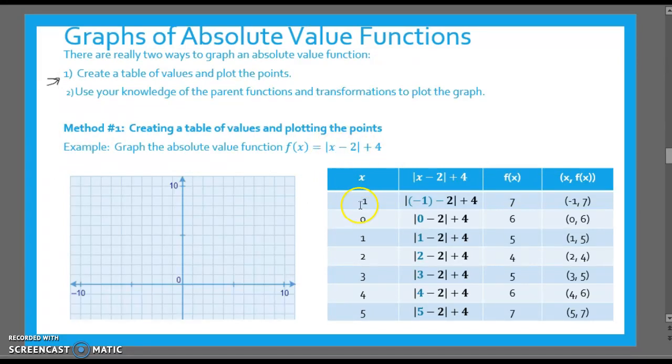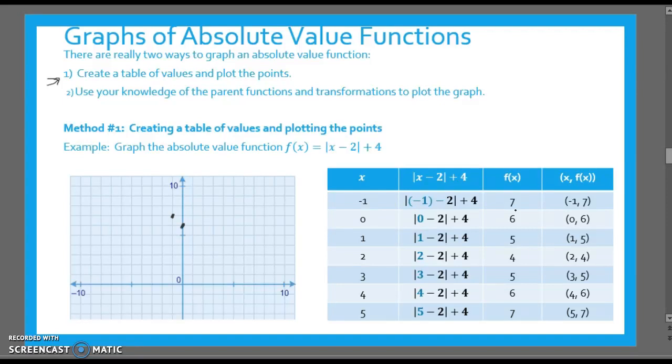So basically we're going to start with negative 1 and plug in negative 1 for x. So negative 1 minus 2 is negative 3, but the absolute value of negative 3 is a positive 3, plus 4 is 7. So negative 1, 7. 7 is right there. Okay. If I plug in 0, 0 minus 2 is negative 2. The absolute value of negative 2 is positive 2. Positive 2 plus 4 is 6. So I get 0, 6.